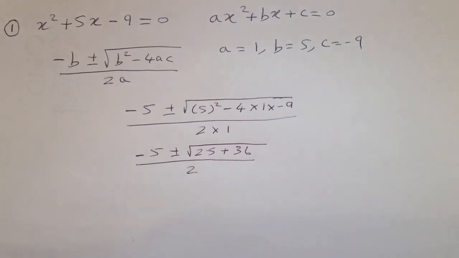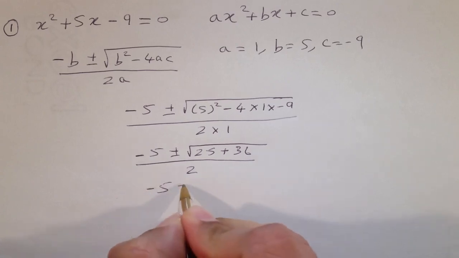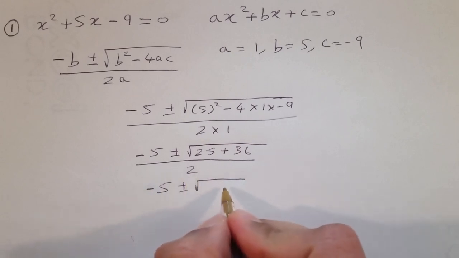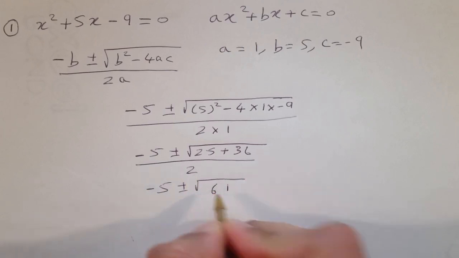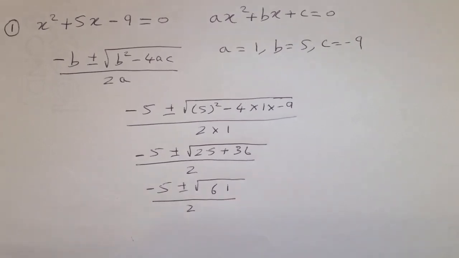If it's a calculator question, you can just put this exactly on the calculator, job done. For non-calculator, we carry on further. Minus 5 plus or minus root of 25 plus 36, which is 61, whole over 2. That's it. This is the surd form. In a non-calculator paper, you have to leave the answer in surd form. So that's the final answer: minus 5 plus or minus root 61 over 2.